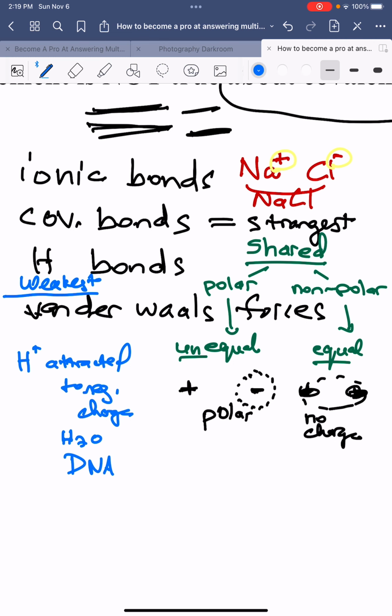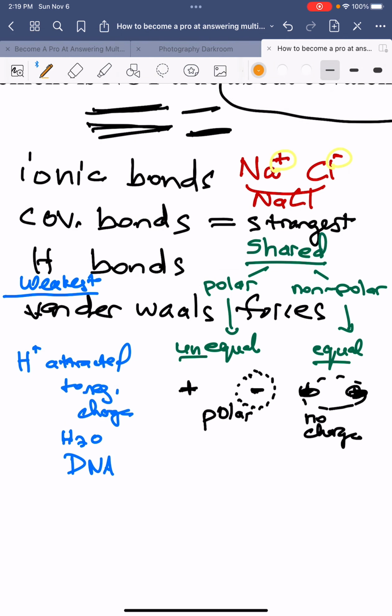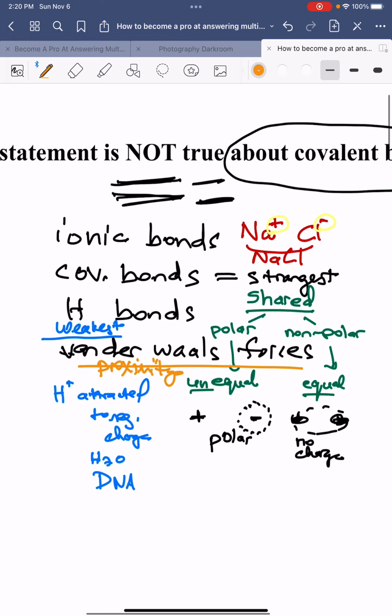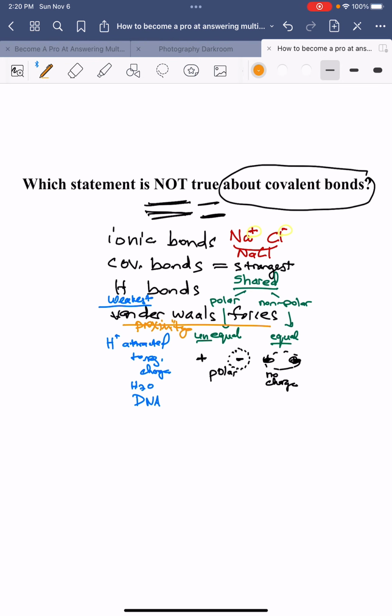And lastly, we learned about the physical force that there is between some ions and atoms, and those are referred to as van der Waals forces. And this is more of a relationship or attraction that occurs because of proximity to another atom. So you see, I haven't even looked at the answer options. I made for myself a little summary here about the different kinds of bonds.